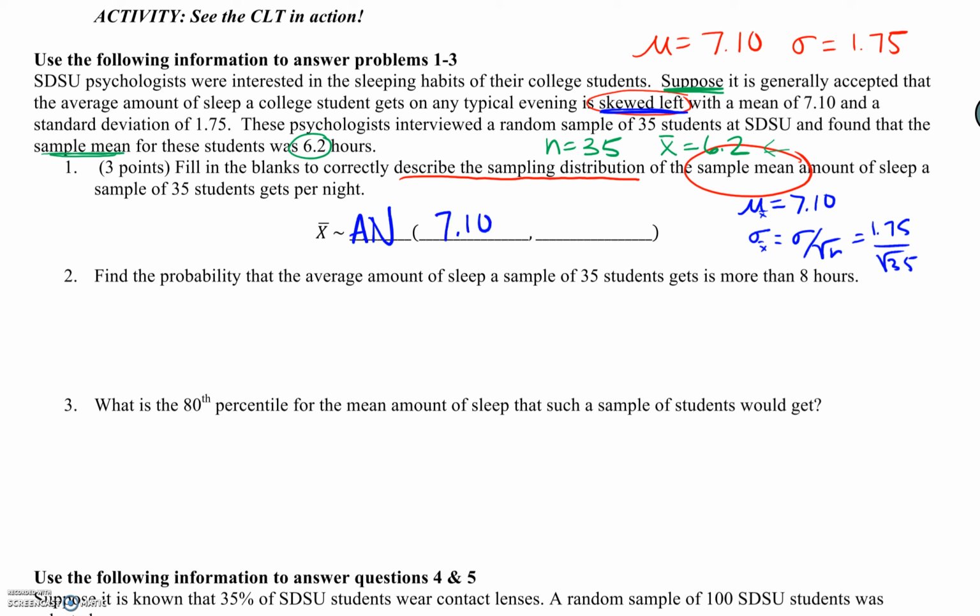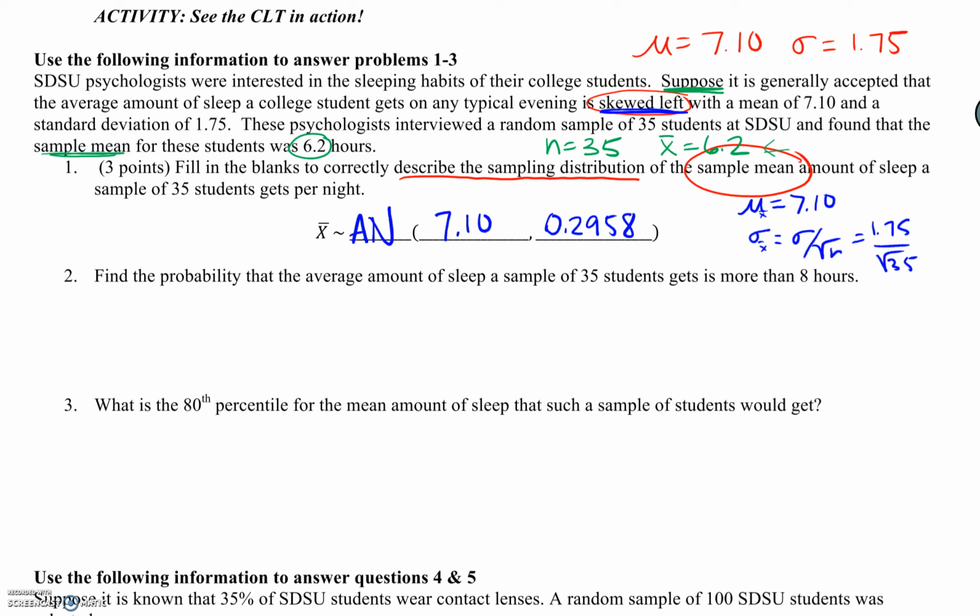Our mean was 7.10. Our standard deviation, I'll go ahead and calculate that: 1.75 divided by the square root of 35. Looks like 0.2958, keeping my 4 decimal places. If you cut those out, you're going to get in trouble with these other things and be off. Now remember, part 1 is supposed to be the help for the rest of the question.